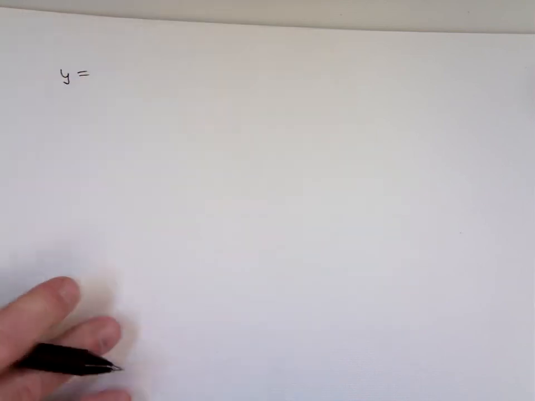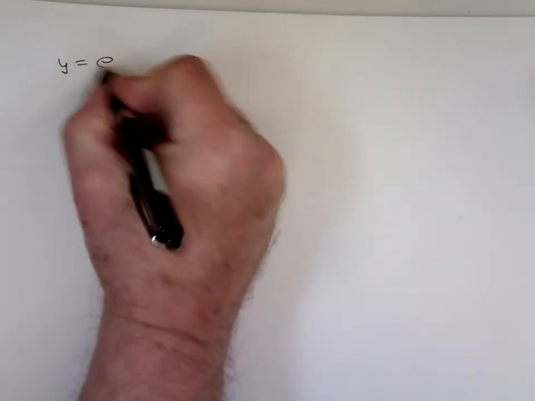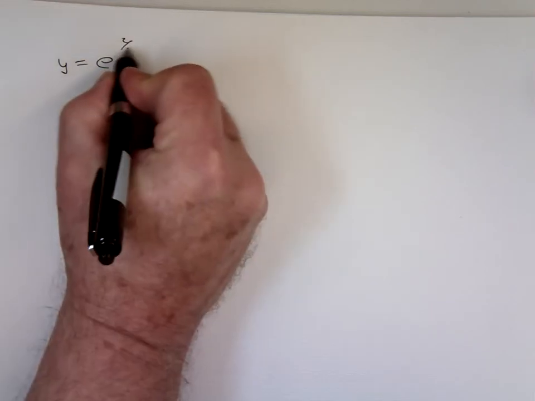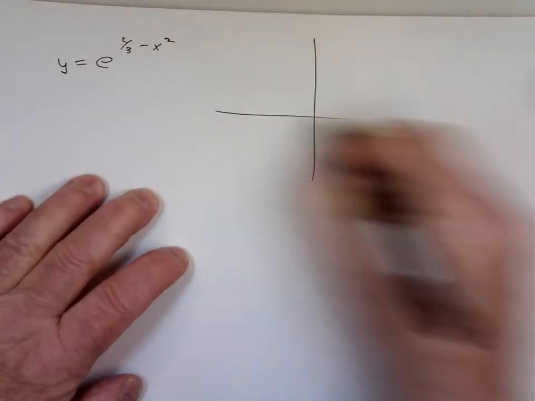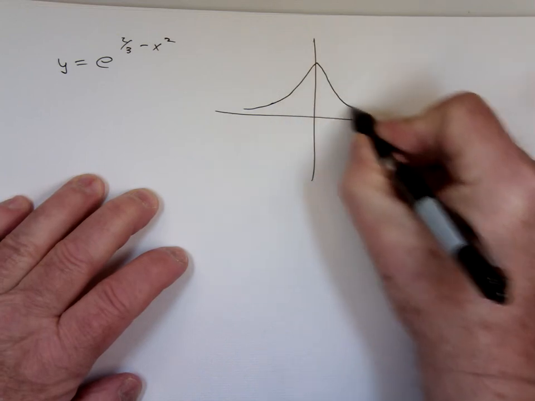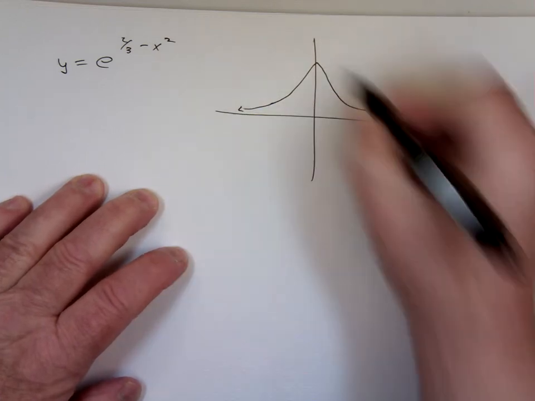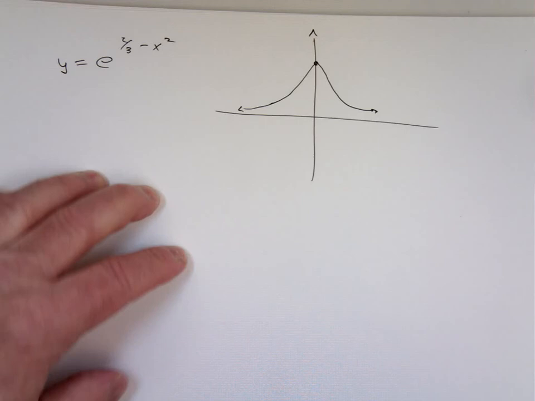It's pretty clear cut. Our function on that border is y equals, if you do y in terms of x, e to the 2/3 minus x squared. Now, that's this graph right here. That's the graph that's on the border.